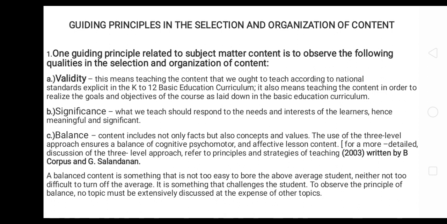So, in the balance, the content of your lesson must include the concepts and values, not only the facts, by the use of the 3-level approach. So, this means when you give a lesson or content, you need to balance the lesson, so that it is not easy to understand, for your learners to exercise their brain and to analyze.